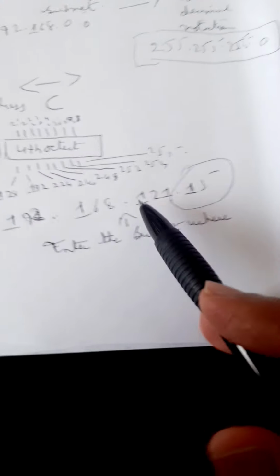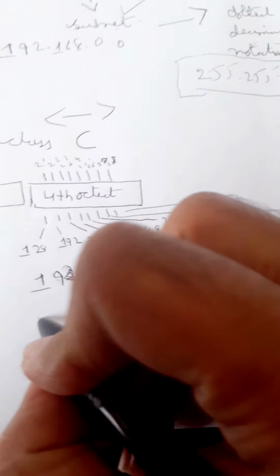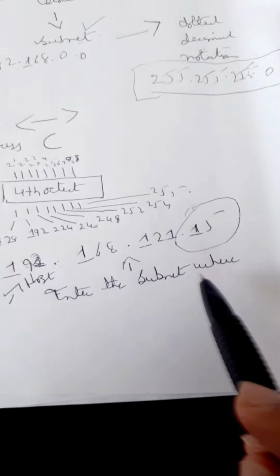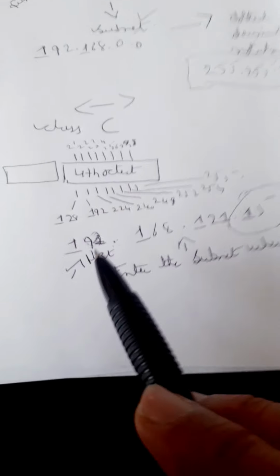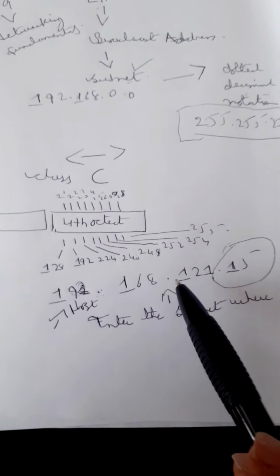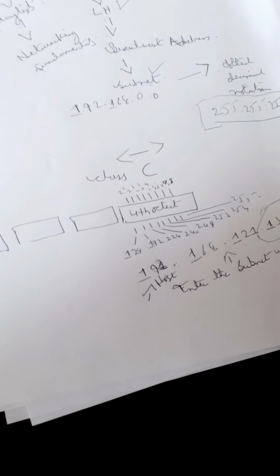Yeah. So this IP address is called host. Remember, it will be like this. Enter the subnet where the host 192.168.121.15 resides. So we have to find out that subnet. And how would we do that?